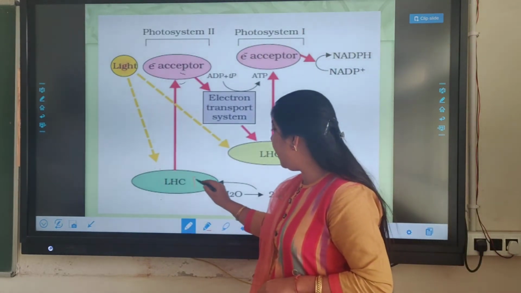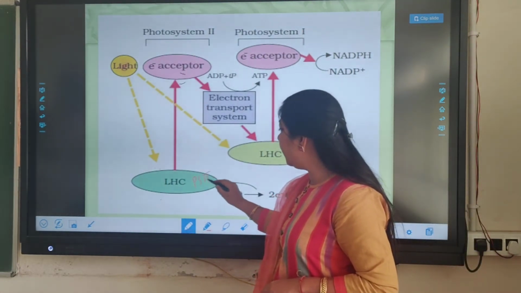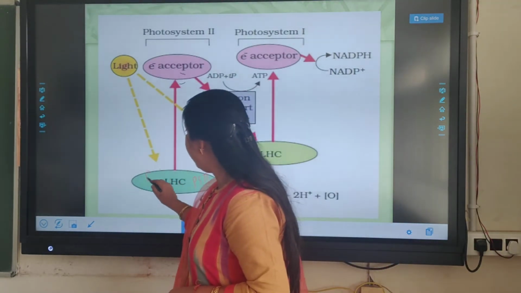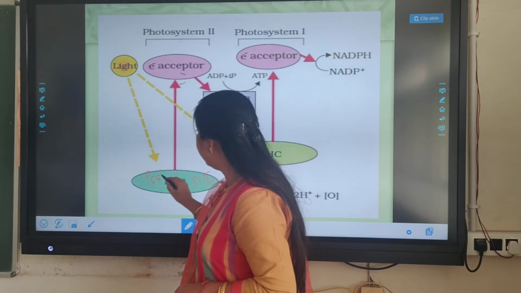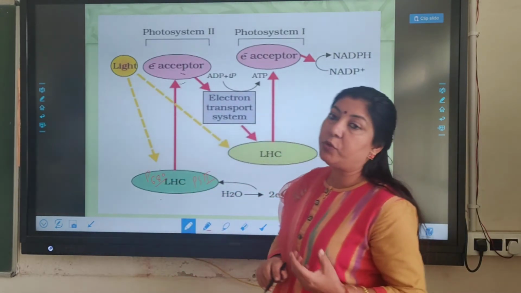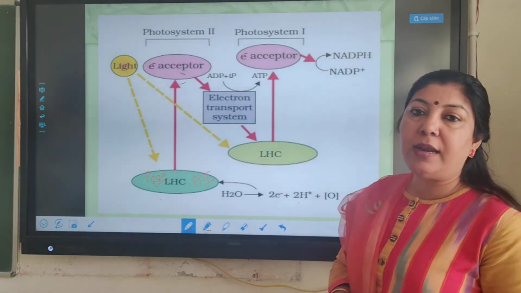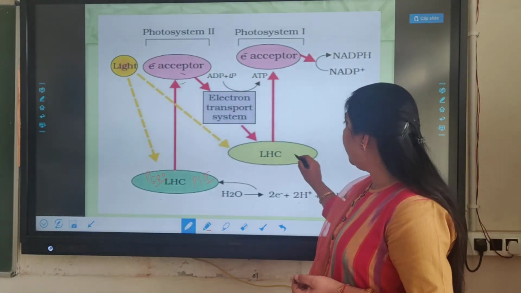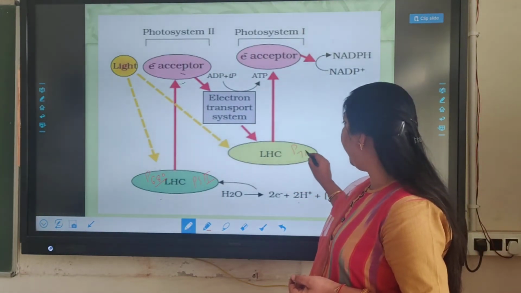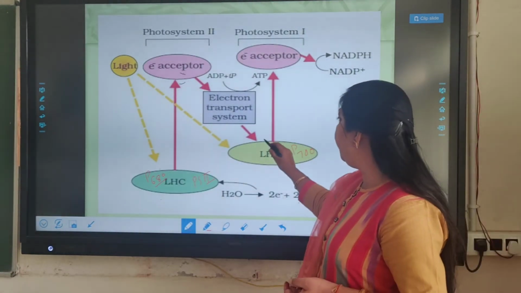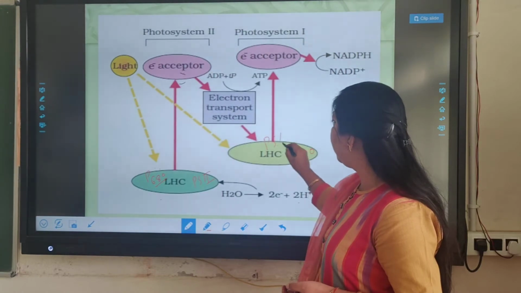So this is PS2. In PS2, the reaction center has got P680, or you can say it will absorb the light having the wavelength 680, whereas this will absorb the light having 700 nanometer. So this is PS1.